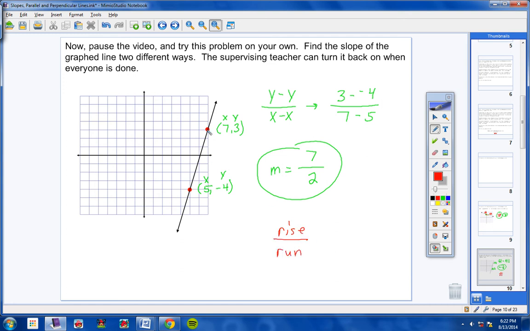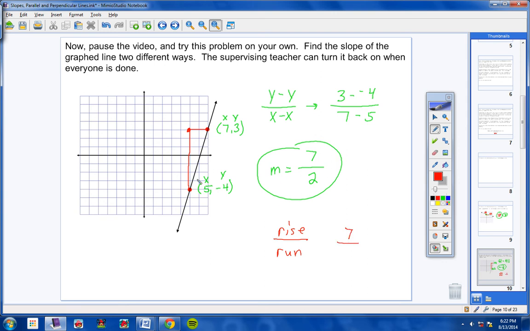I'm going to draw my triangle like this. I'm going to go over to here and then down to here. Okay, let's find our rise first. I'm going to start right here and count down 1, 2, 3, 4, 5, 6, 7. So my rise is 7.